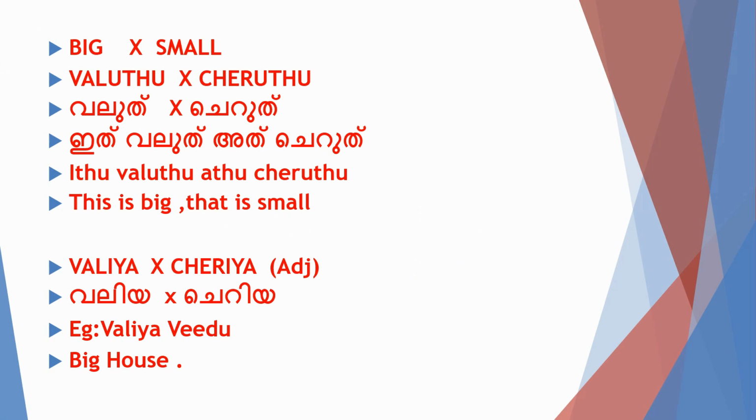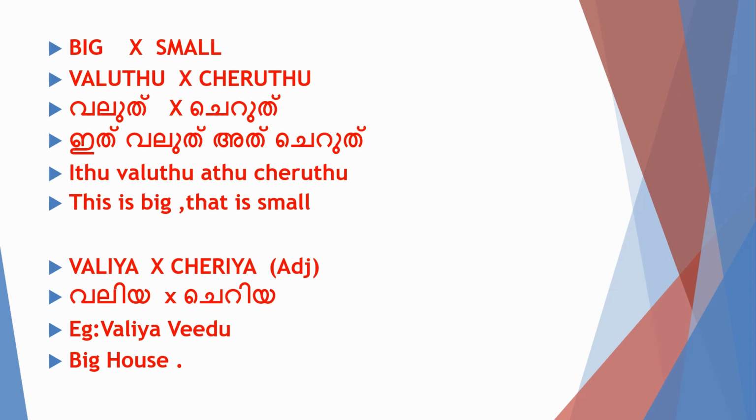So, the first set of opposite words we are going to learn is big, small. Big is valudu. Small is cherudu. Valudu, cherudu. And here is an example. Idu valudu, adu cherudu means this is big, that is small.